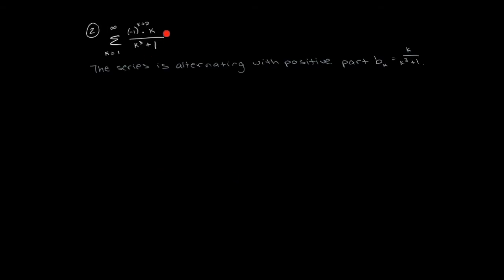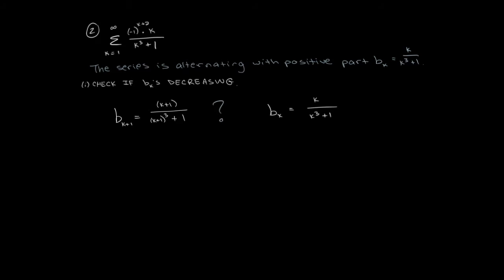Let's do another one. The positive part is k over k cubed plus 1. So applying the alternating series test, we want to see if b_{k+1} is smaller than b_k. We have to figure this out. So let's look at these two quantities. In the numerator, it looks like the left side is bigger, so that indicates there should be a greater than symbol. However, the denominator is also bigger. Remember, if the denominator is bigger, that means that overall it's smaller.